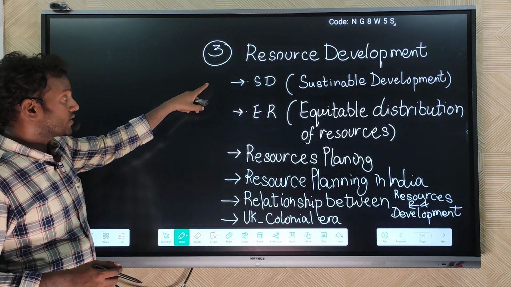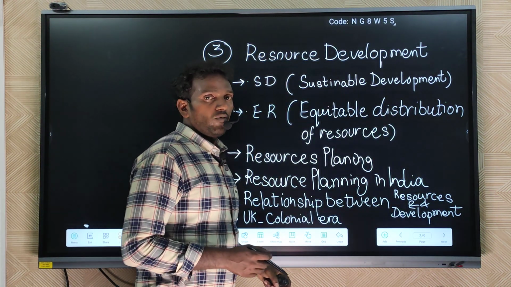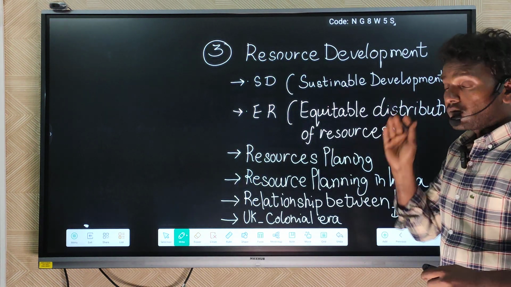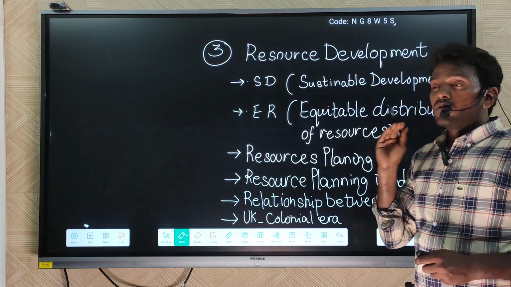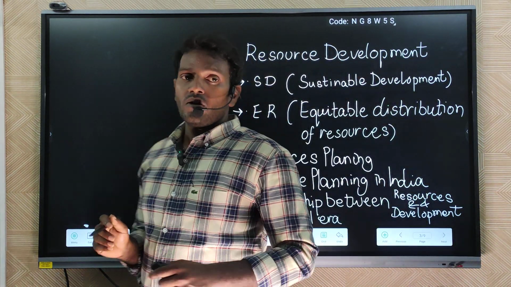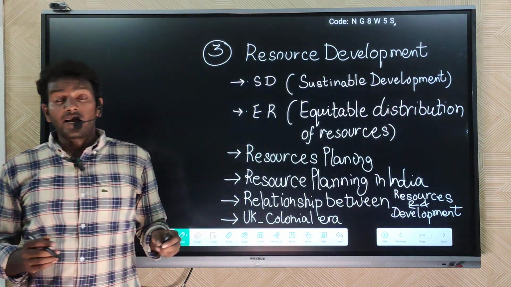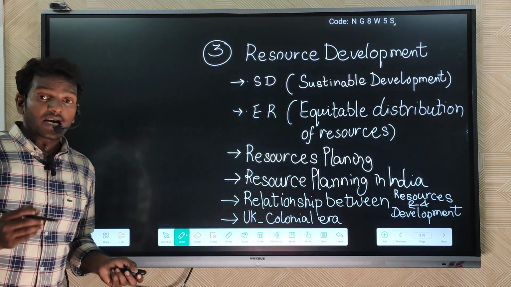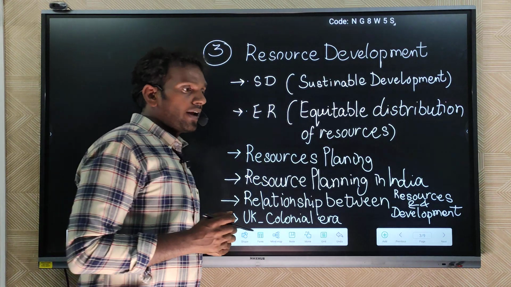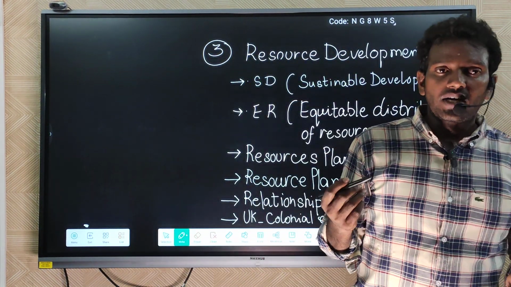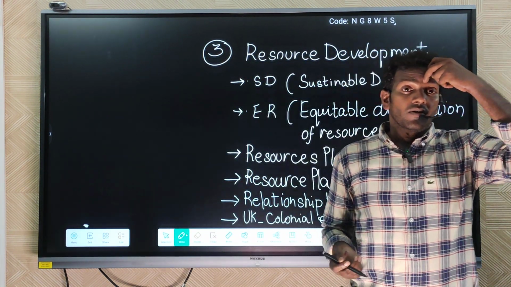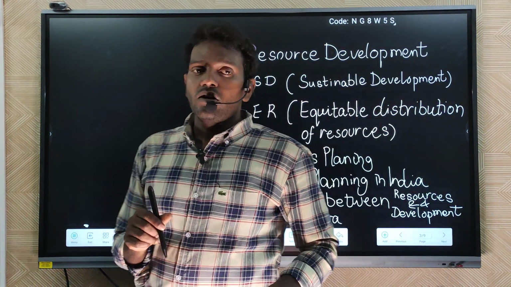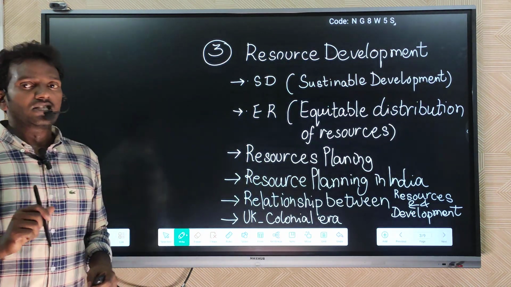The third subtopic in Resources and Development is resource development. How are we going to develop the resources? What is SD? SD stands for sustainable development. And what is equitable distribution of resources? What is the planning of resources in India? Why do we need to plan the resources? And what was the condition of the United Kingdom in the colonial era? There is a relation between resources and development. What kind of relation is there? We need to discuss this in the third subtopic in Resources and Development, that is class 10 geography first lesson.